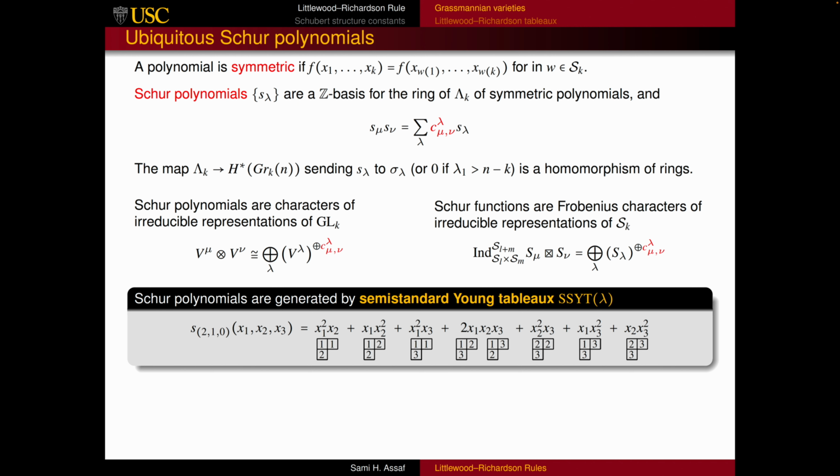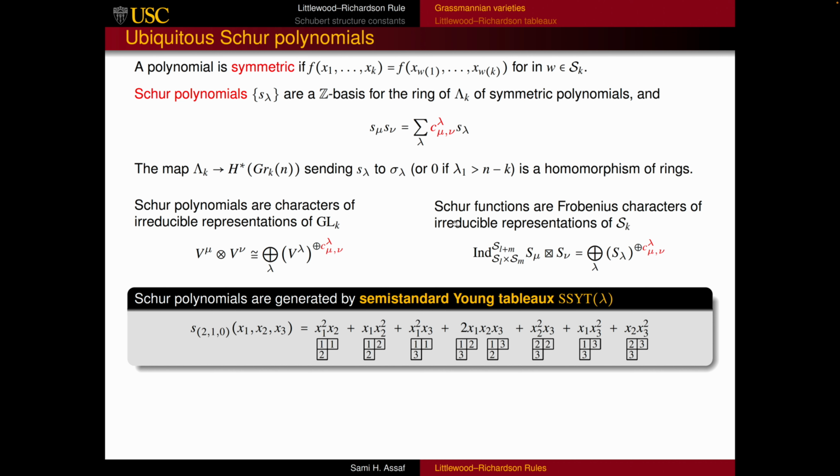I say ubiquitous, where do they come up? So I've hinted at this before, and I'll just write it down a little formally right now. Schur polynomials are characters of irreducible representations of the general linear group. If we tensor two irreducible representations, we can decompose it as a sum of irreducible representations, and the multiplicities that arise are these Littlewood Richardson numbers, the same ones.